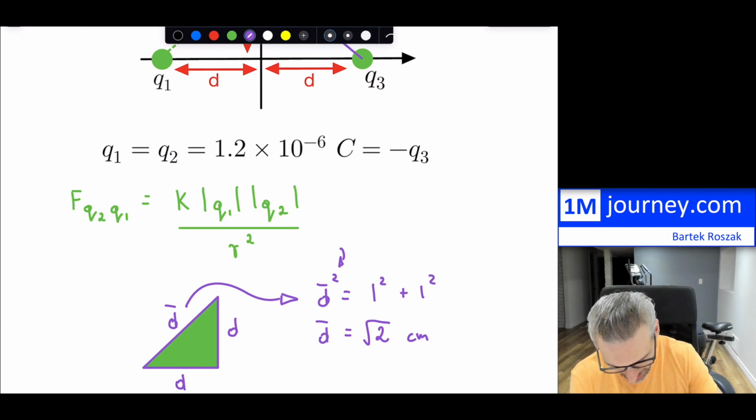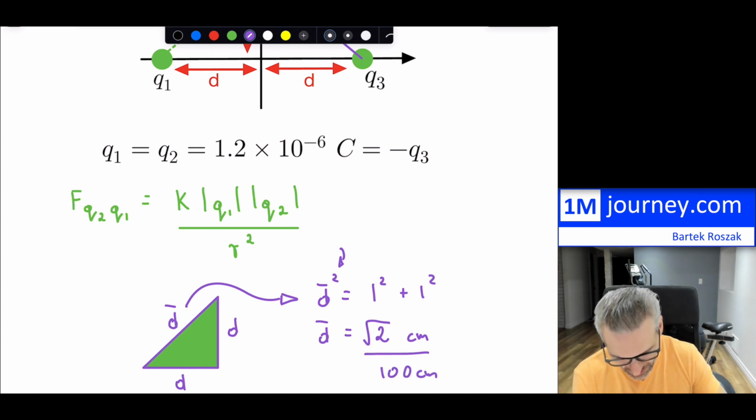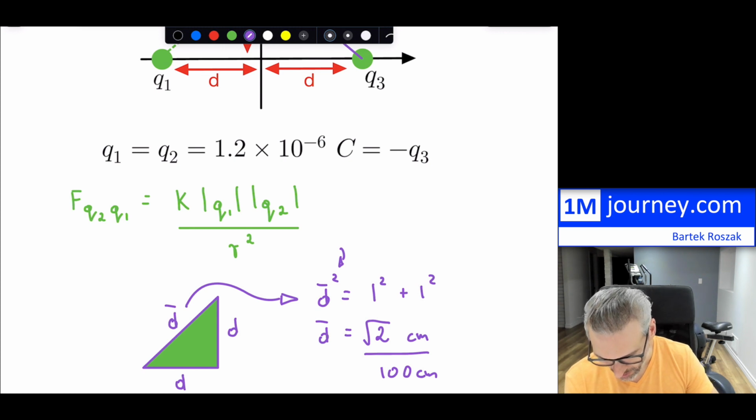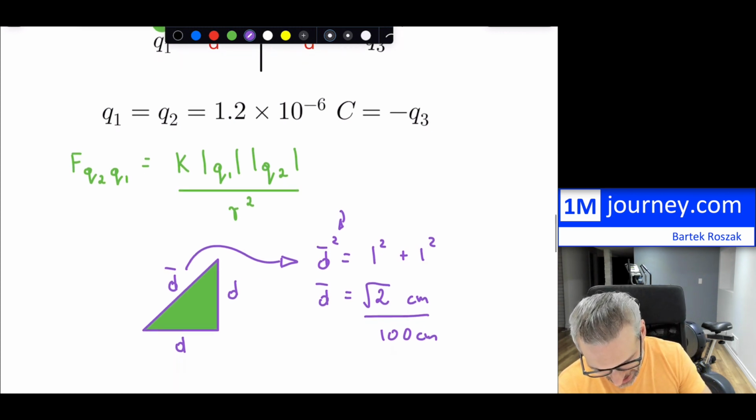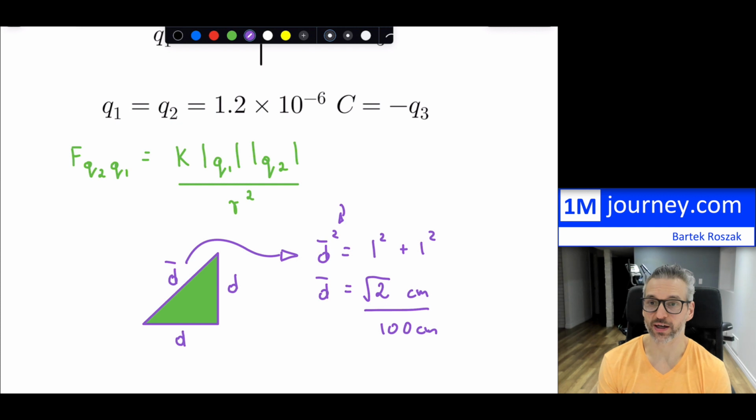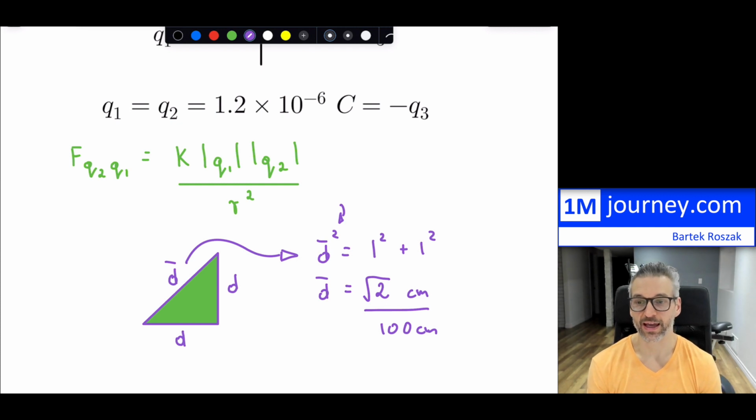Now don't forget, if you want to change it back into meters, you're going to have to divide by 100 centimeters, or just move it by the prefix. Okay, so now that we have it, I'm going to go back in and punch everything into the calculator.